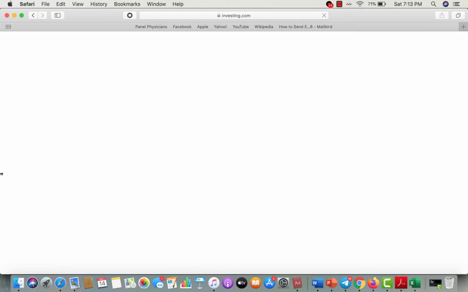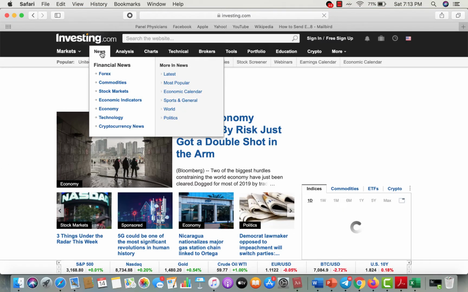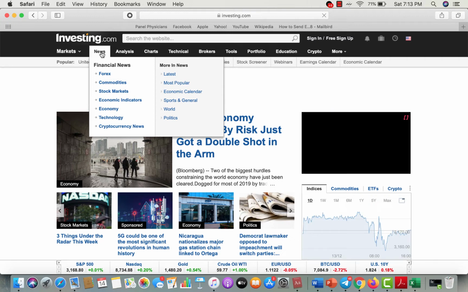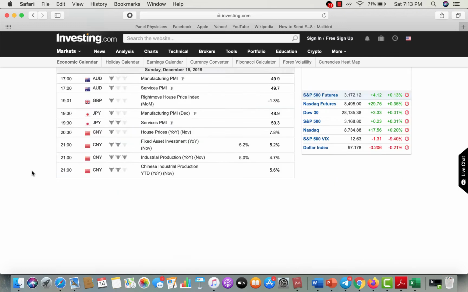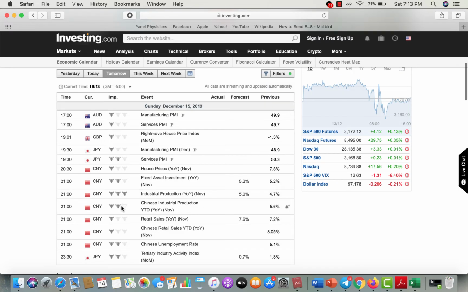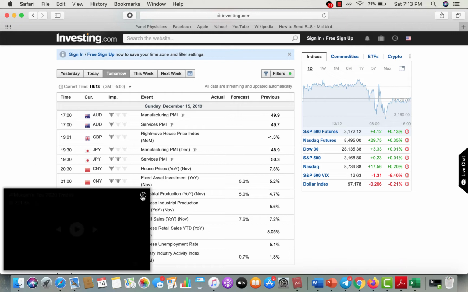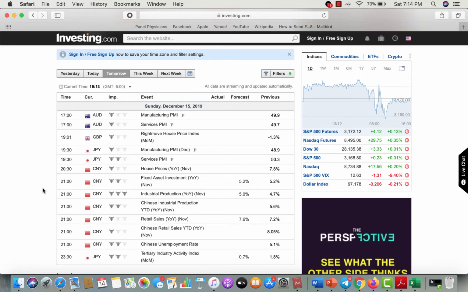So you go on to the investing.com website. You go on to news, and there's a pop-down menu, and you select economic calendar. When you do that, you have this whole bunch of news data releases from different parts of the world. So you might see a single bull, two bull, and three bull news. Now, a three bull news is what you can call high impact, so you can expect a lot of volatility in the market when this is released. Two bull is moderate volatility, one is low volatility.